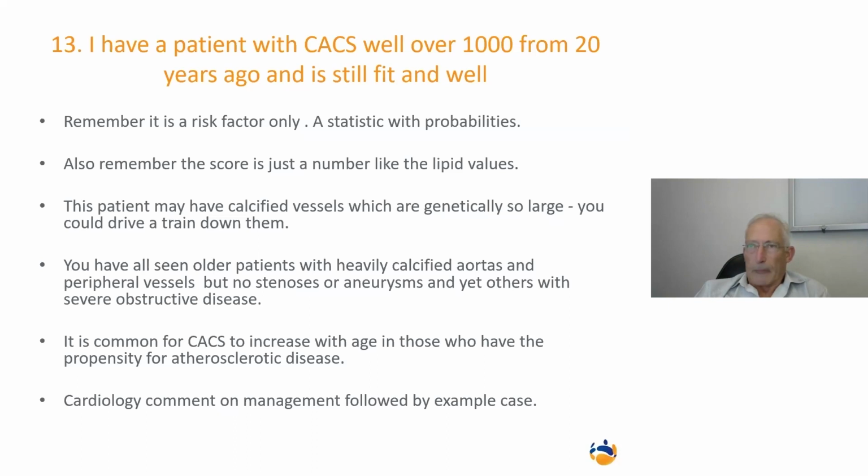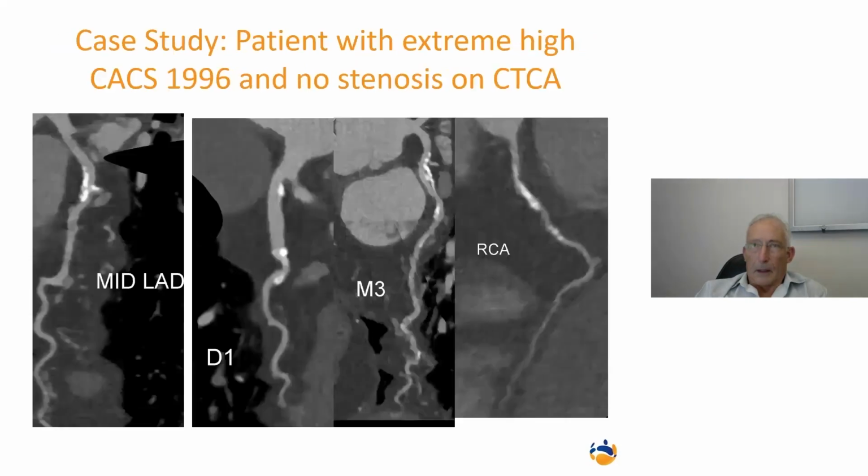And that's another important point. A calcium score of 1,000, as you can see by this case, doesn't mean you're a time bomb. You can live with a calcium score of 1,000, stable, with good blood flow, and no symptoms for many, many years. So an interesting case and very common.